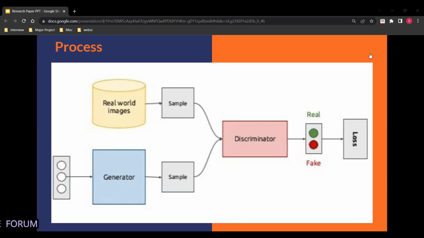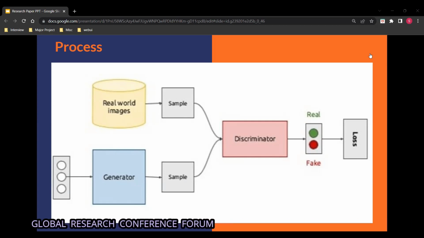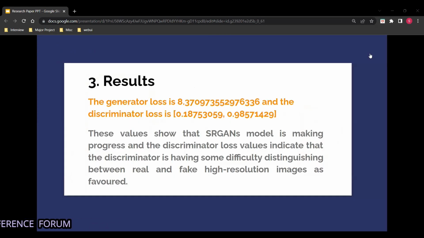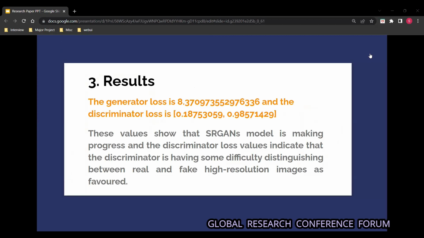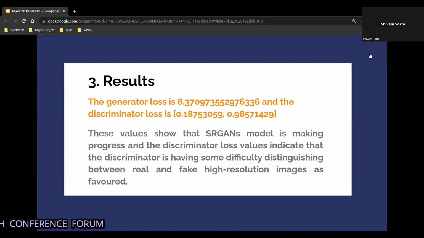The model is trained using the Adam optimizer with binary cross entropy and mean squared error losses and is trained for about 100 epochs. Results: these values show that the generator is making progress in creating better fakes of the space images, and the discriminator is having difficulty in distinguishing between them, which is favorable.